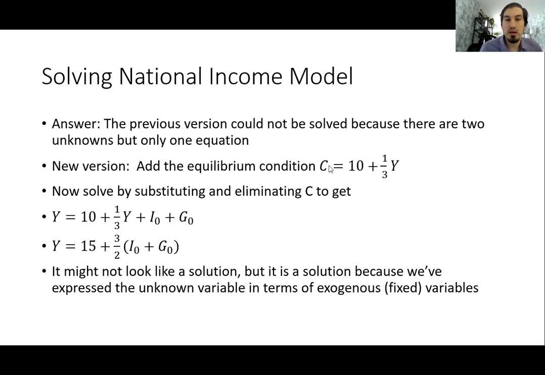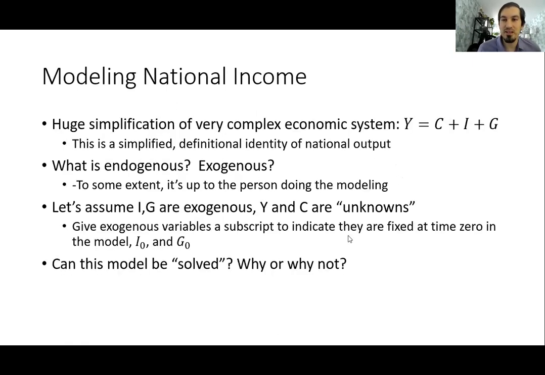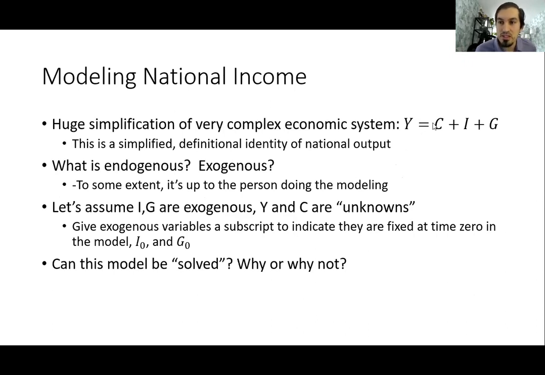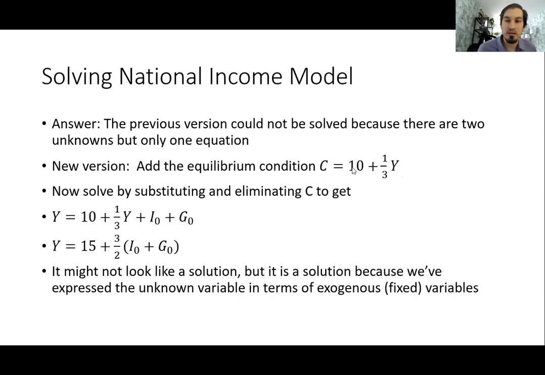Okay, so now I'm only showing you one equation on this slide, but you think of that as being added to the previous equation. Now we have two equations, two unknowns, and you can solve by substituting and eliminating any variable you want, but let's do C. C is the best one to eliminate. It's unfortunate that I don't have both of these on the same graph, but you take this y equals C plus I plus G, and where it has a C there, I'm going to replace it with 10 plus 1/3 y, because that's the second equation.